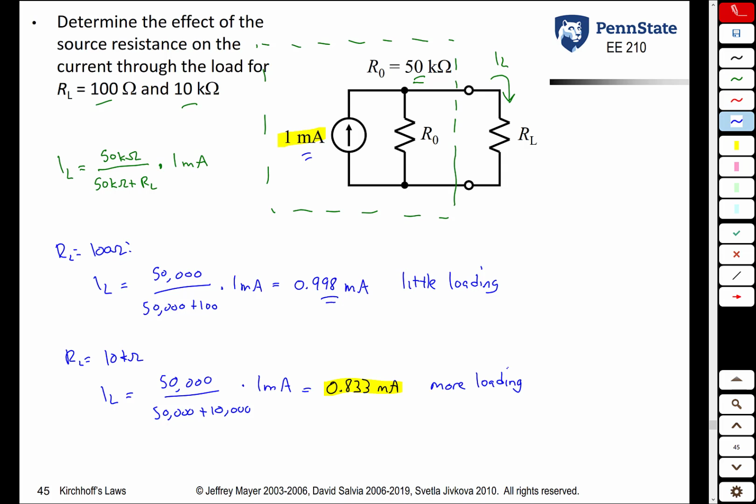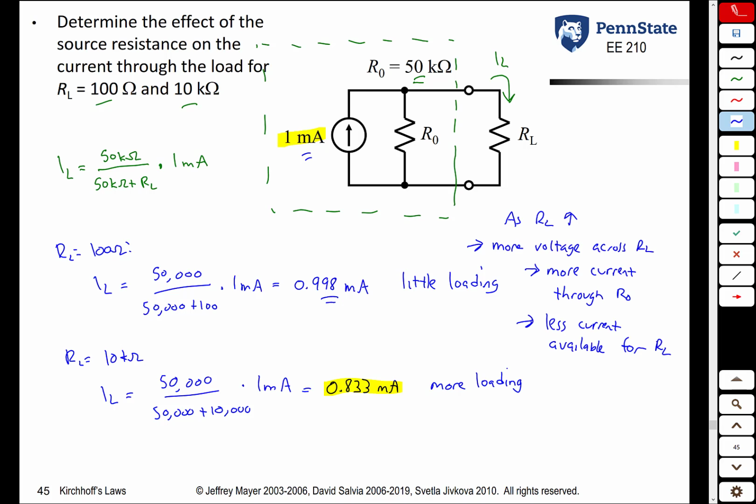So we see an opposite effect as what we see with real voltage sources. As the load resistance goes up, there's going to be a larger voltage drop across the load resistance, which means there's going to be a larger voltage drop across the internal resistance, which means there's going to be more current lost internally and less current available for the load. So this is also loading, but it has the opposite effect as with voltage sources. In fact, with current sources, what we want is the load resistor to be much, much less than the internal resistance to minimize loading.